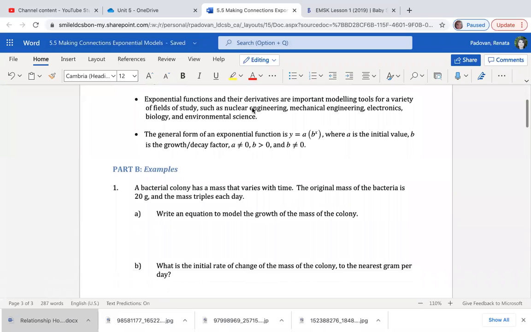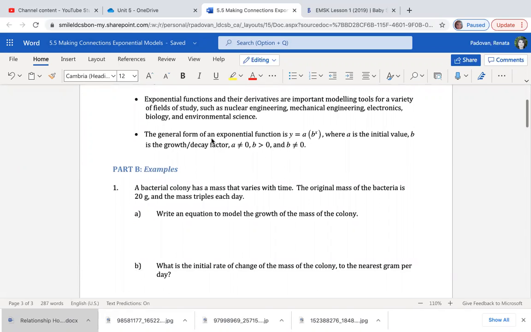Exponential functions and their derivatives are important modeling tools for a variety of fields of study, which is why you're probably taking calculus, right? If you're interested in nuclear engineering, mechanical engineering, electronics in any way, biology, and environmental science.